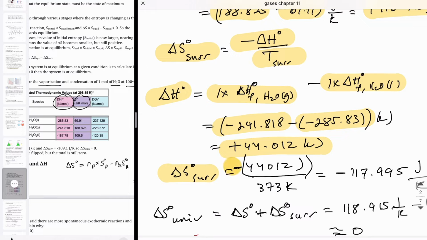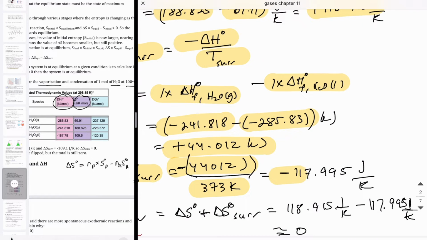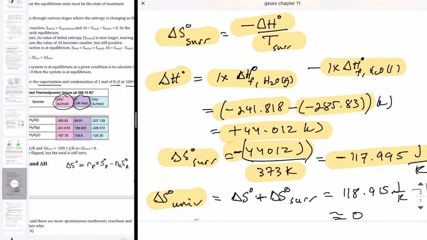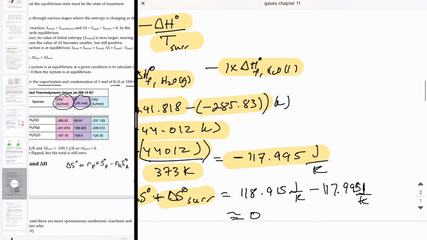The change in entropy of the surrounding is negative, don't forget that negative sign, of the delta H of the system divided by the temperature of the surrounding. Those are the numbers, so I end up getting negative 117.995 joules per Kelvin. To get my delta S of the universe, I'm going to add the two numbers that I found, the delta S of the system and the delta S of the surrounding.